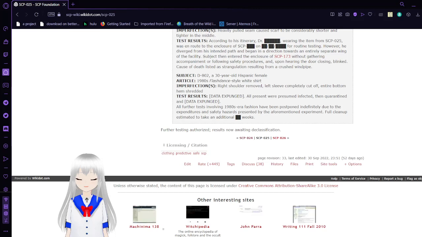Test results. Data expunged. All present were presumed infected and quarantined, and data expunged. All further tests involving 1980s era fashion have been postponed indefinitely due to the expenditures and safety hazards presented by the aforementioned experiment. Full cleanup is estimated to take an additional blank weeks.